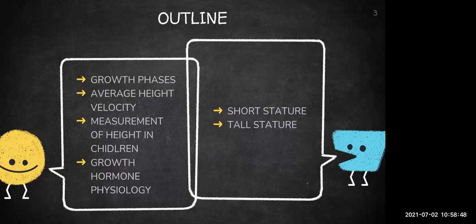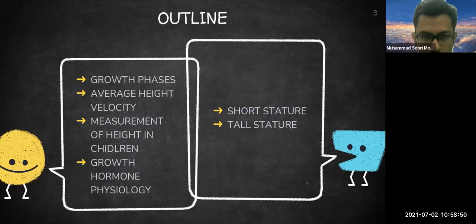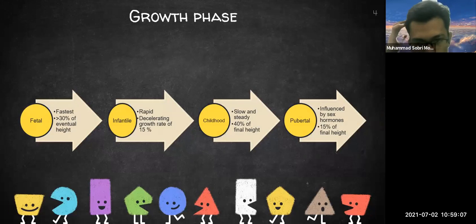So this is the outline of my presentation, which include growth phases, average height velocity, measurement of height in children, growth hormone physiology, and also we'll be discussing some of the diseases under short stature and also tall stature. So for growth phases, there are 4 growth phases, which are first fetal, which is the fastest, that contributes about more than 30% of eventual height.